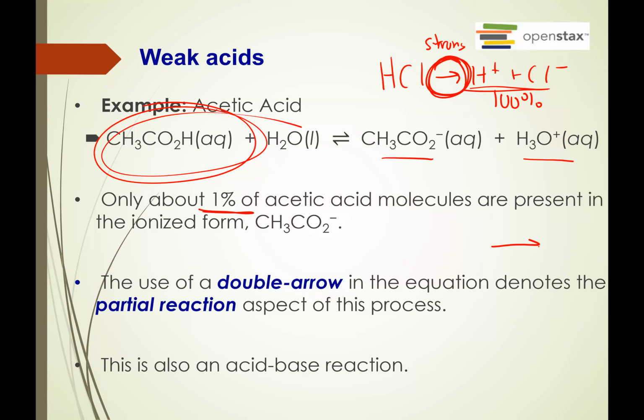So the arrow that goes this way means strong. If it goes both ways, that means weak. That's how you can tell the difference. You do not need to memorize them. You'll just look at the arrows to be able to figure that out. Same thing goes with bases, by the way. This is strong acid or strong base. This is weak acid or weak base.